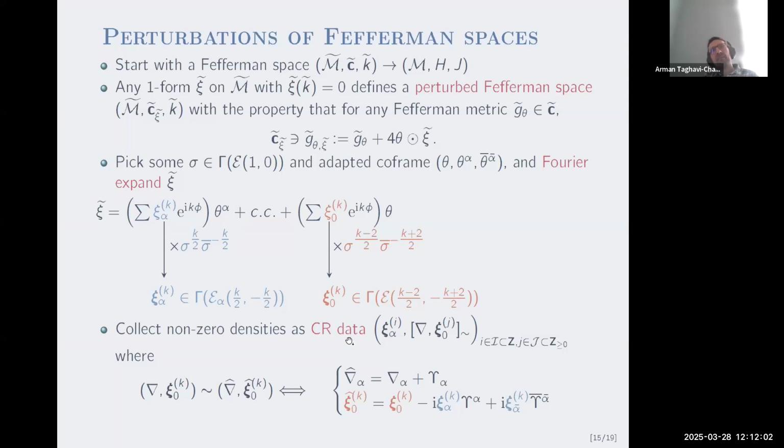So the idea is that eventually from this semi-basic one form, I end up with what I call CR data. So the CR data is a whole bunch of densities living on the CR manifold. So I can recover the semi-basic one form from this CR data. Now think of them as being the coefficients of the Fourier expansions.